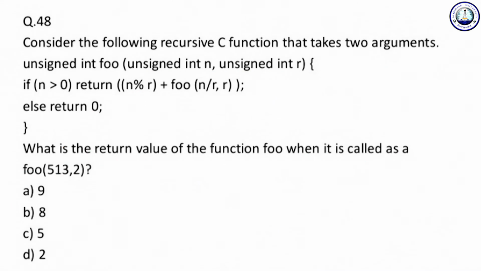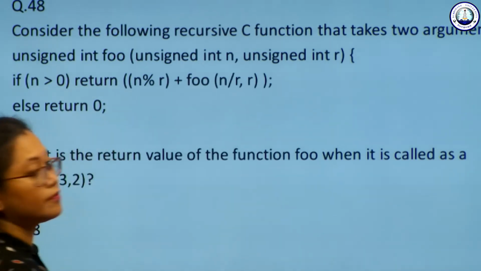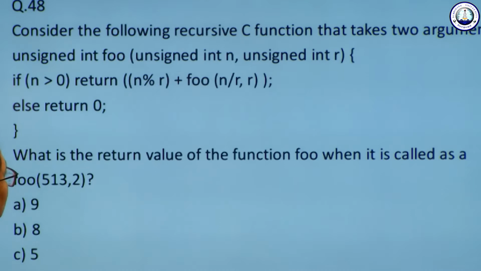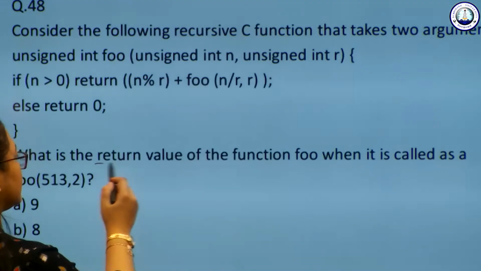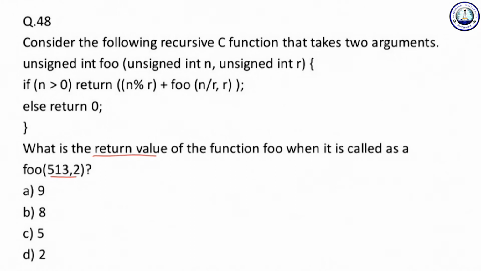Okay. So, coming to the next question. Here we can see that a C fragment is given to us, and we need to find out what it returns, what is the return value. Here it is given 513, 2. So, this is your N, this is your R.